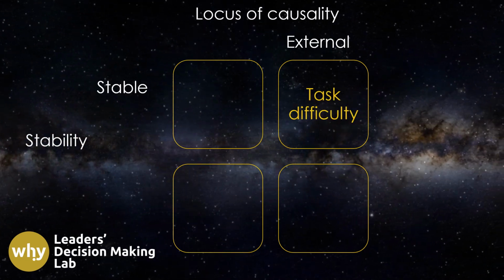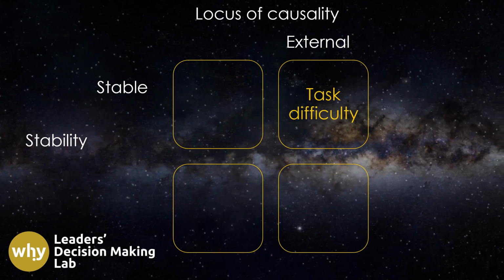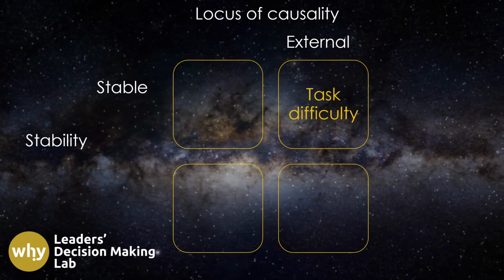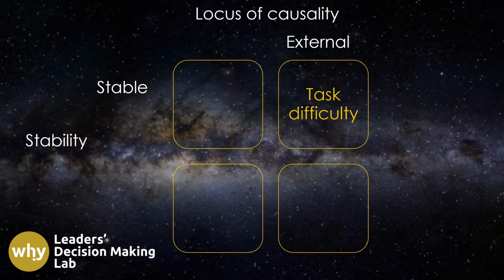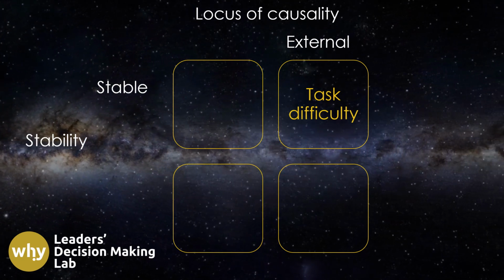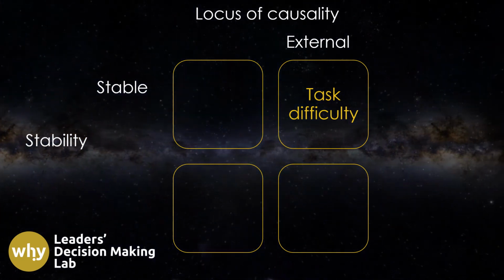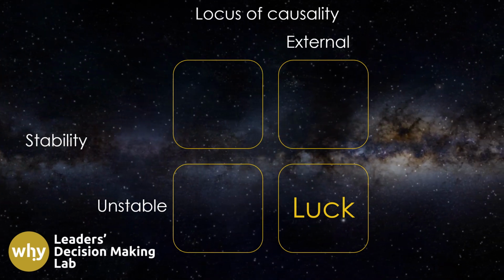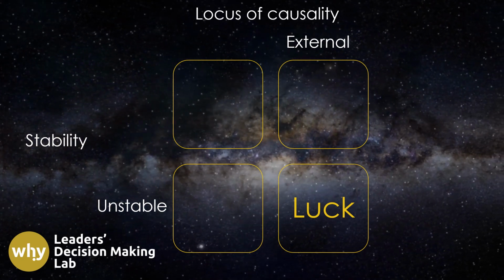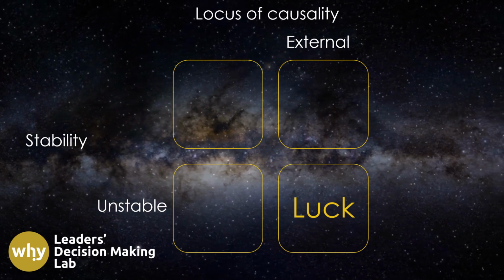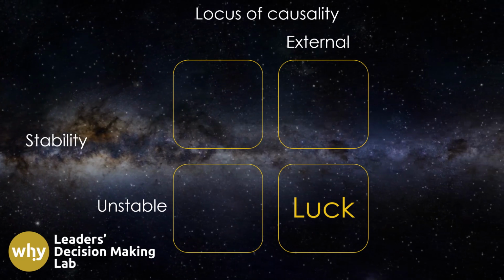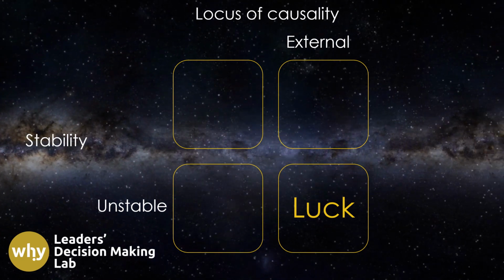Third, task difficulty is an external and stable explanation focusing on the complexity or challenges inherent in the task itself. If an employee struggles with a difficult project, the leader may attribute their performance to the demanding nature of the task rather than their personal qualities. Fourth, luck is an external and unstable explanation attributing employee performance to chance or random factors. If an employee unexpectedly achieves outstanding results without a clear explanation, the leader may attribute it to luck or favorable circumstances beyond their control.